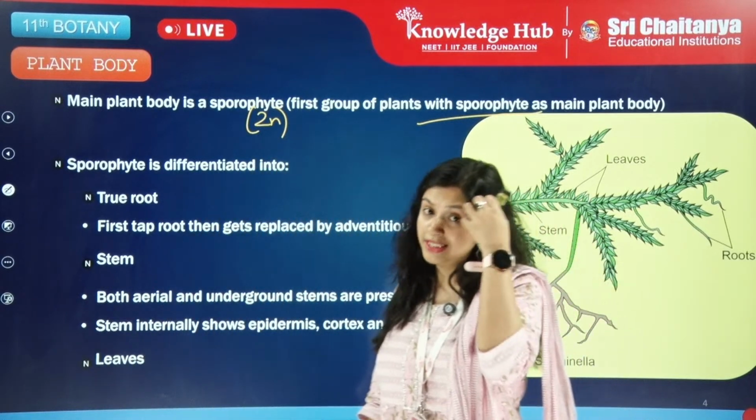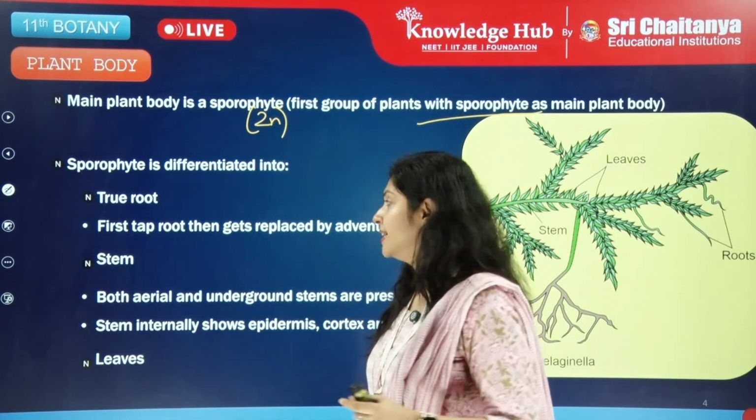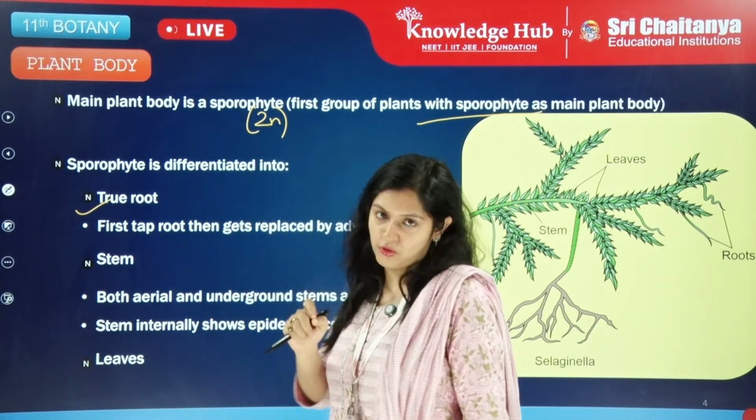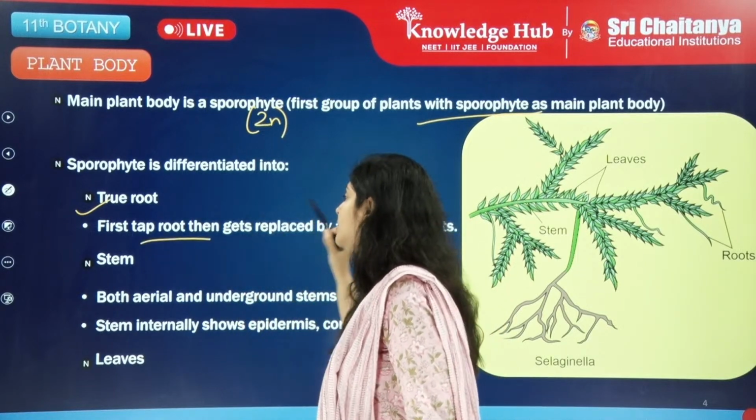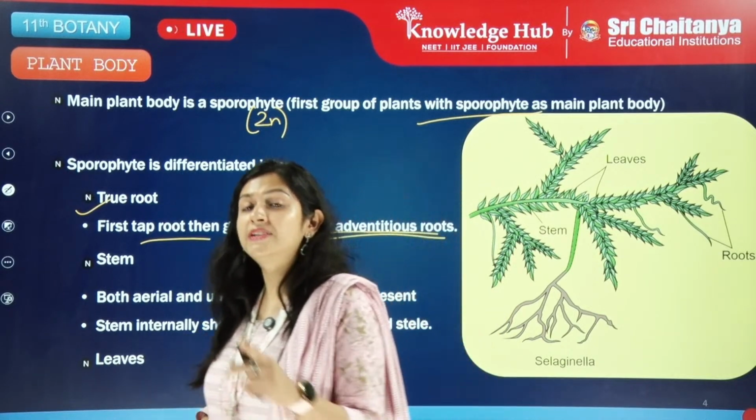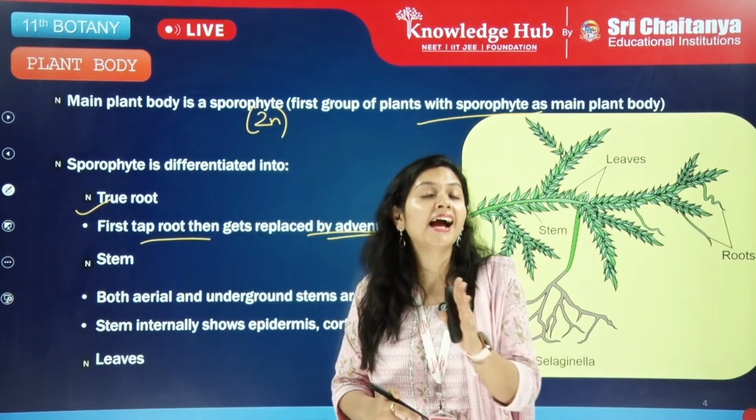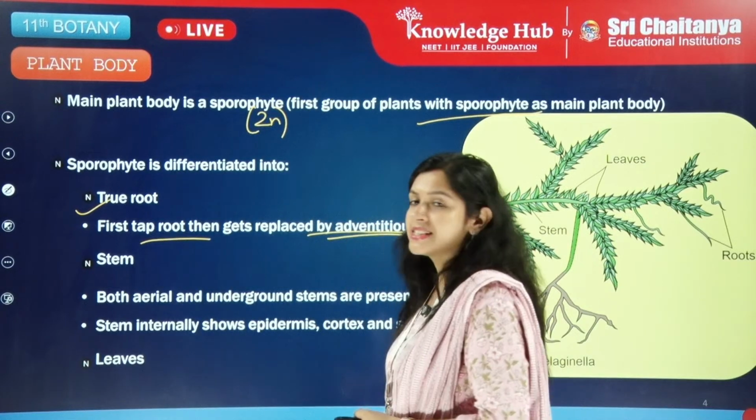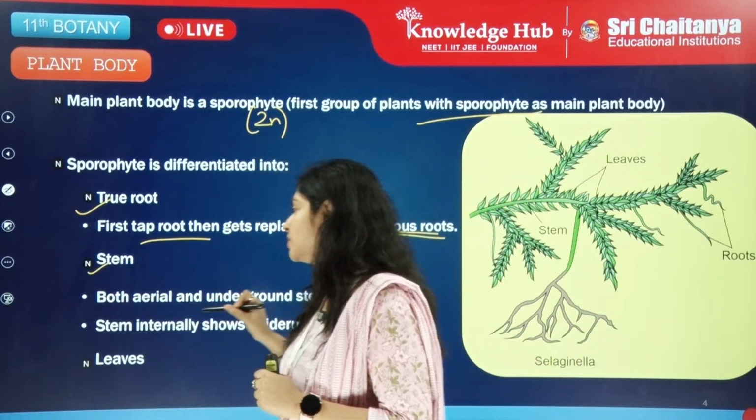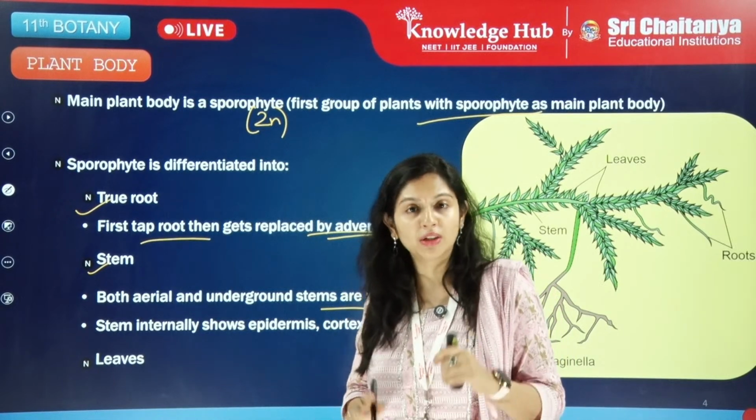Okay, now let's see one more thing here. Let's observe the sporophyte. Sporophyte is differentiated into true root, and one more thing is that from the sporophyte, first the taproot forms, then it gets replaced by adventitious roots. So it started to have taproots, but it got replaced by the adventitious roots. Okay, so let's see one more thing here regarding the stem. Both aerial and underground stems are present for this particular plant.